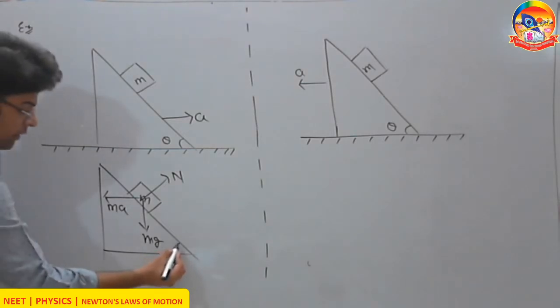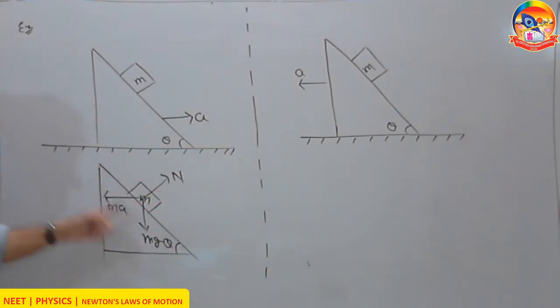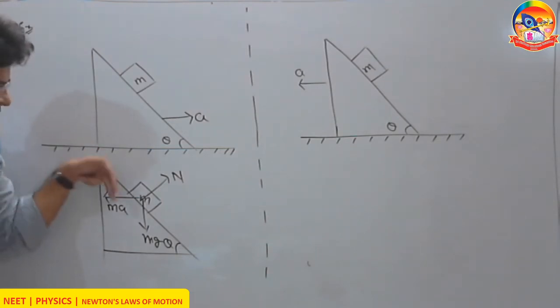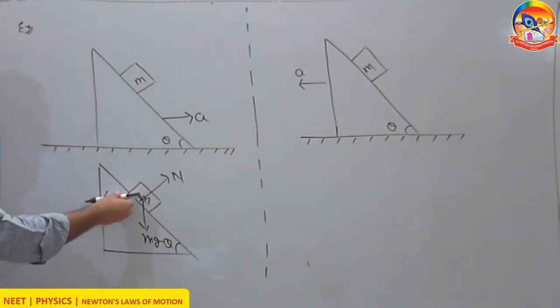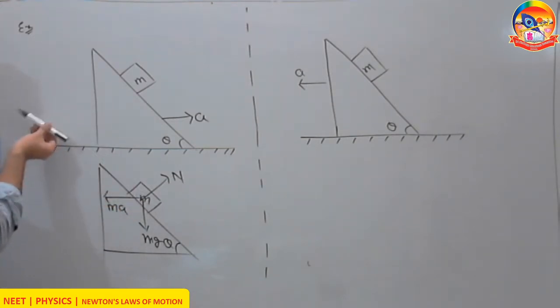So now, if under the influence of these three forces, in the frame of incline, the block is in equilibrium, this means that the component of force of gravity that is trying to pull it down is balanced by the component of the pseudo force up.